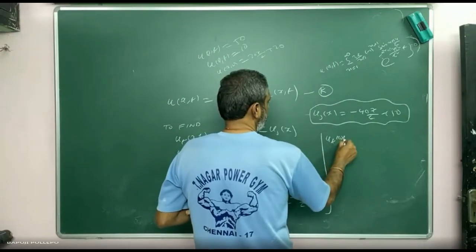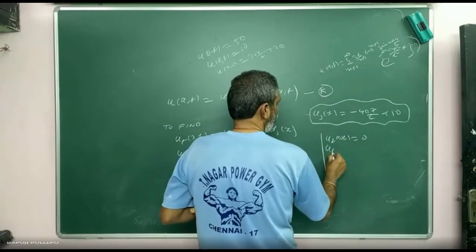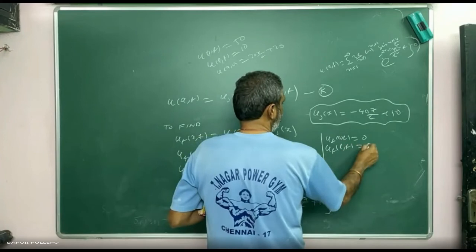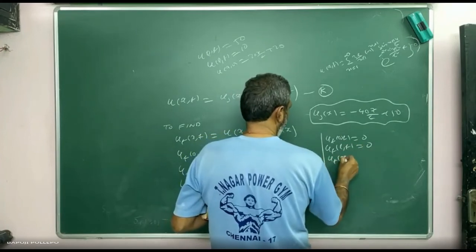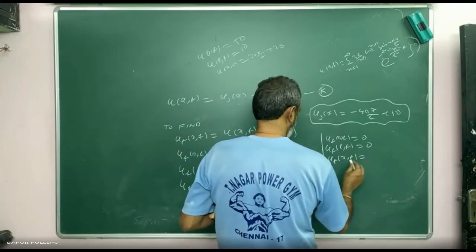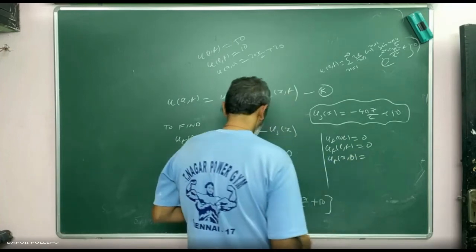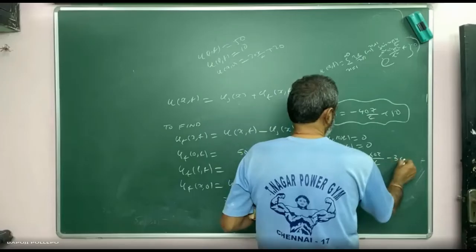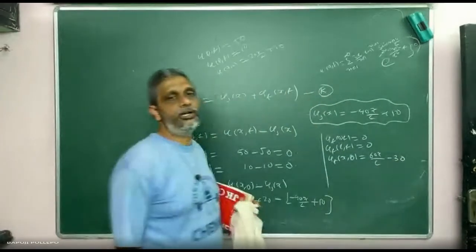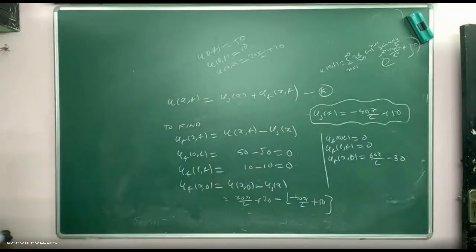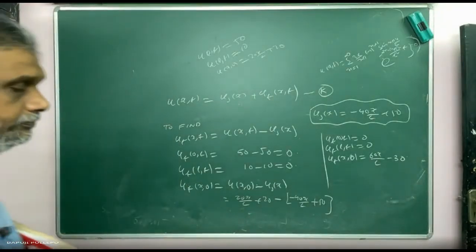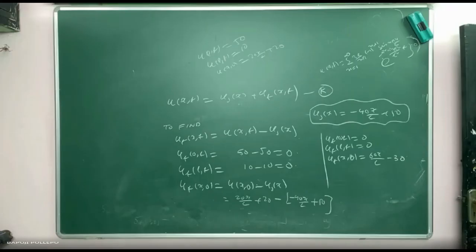Ut of 0 comma t is equal to 0. Ut of L comma t is equal to 0. Ut of x comma 0 is equal to, tell me, 60x by L minus 30. This is somewhat vague, you can read it 2-3 times, you'll understand. Now clear?